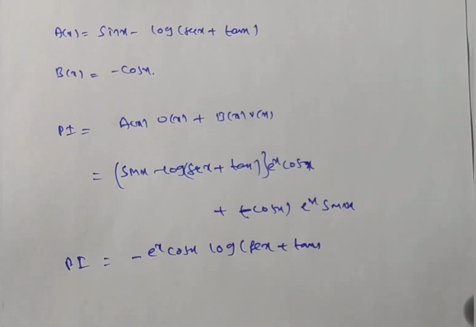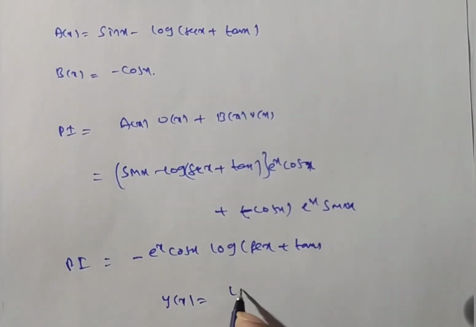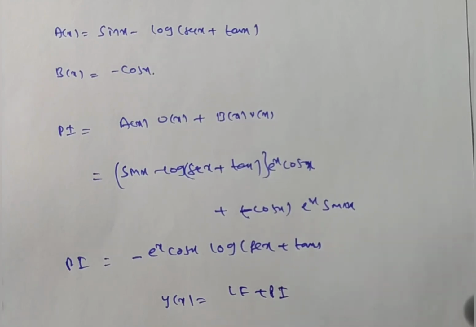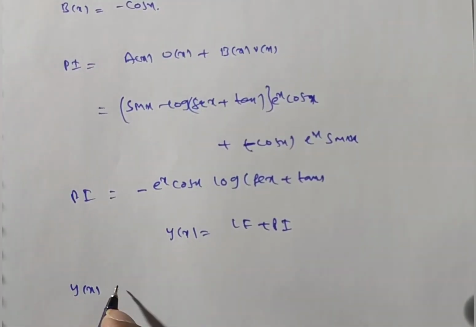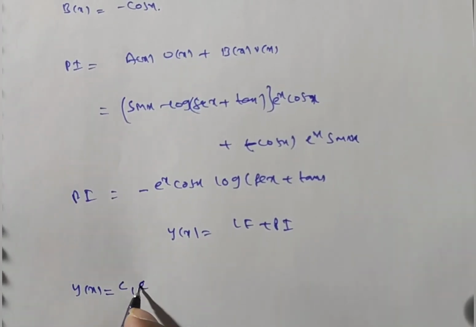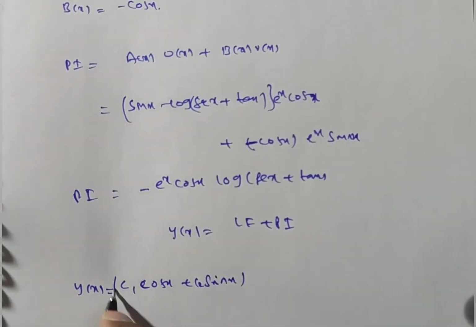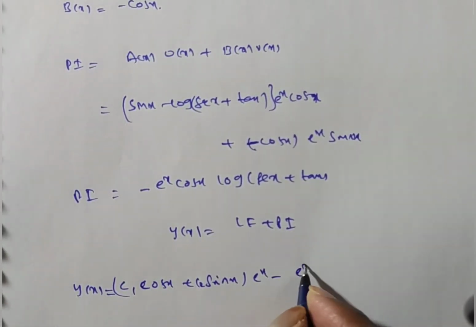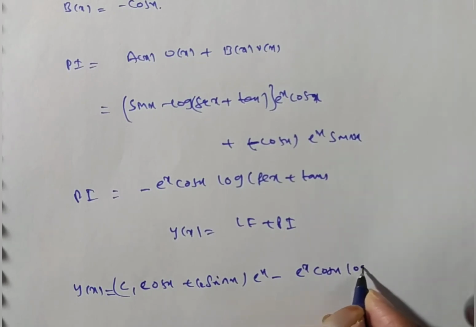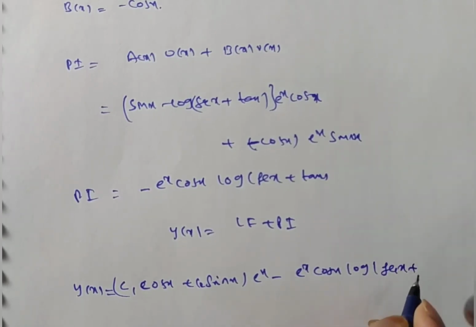Hence the general solution is y of x is equal to complementary function plus particular integral. That is, y of x is equal to e power x into (c1 cos x plus c2 sin x), minus e power x into cos x into log of secant x plus tan x. So is it clear for everyone?